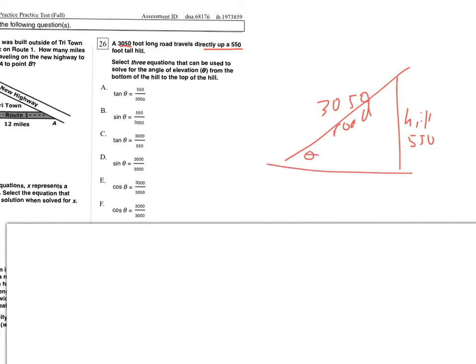I could Pythagorean for this last side, but honestly, looking at all these answers, I kind of know that it's going to be 3,000 because that's the other number that's showing up here.